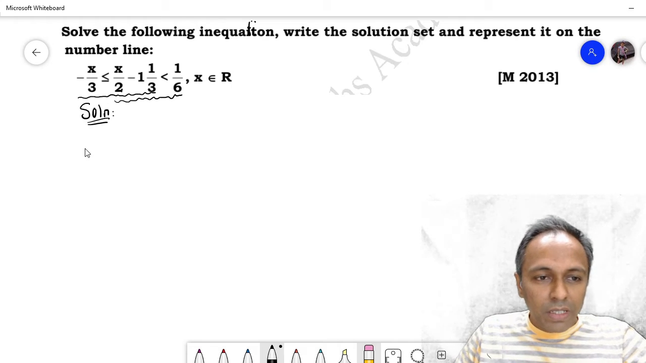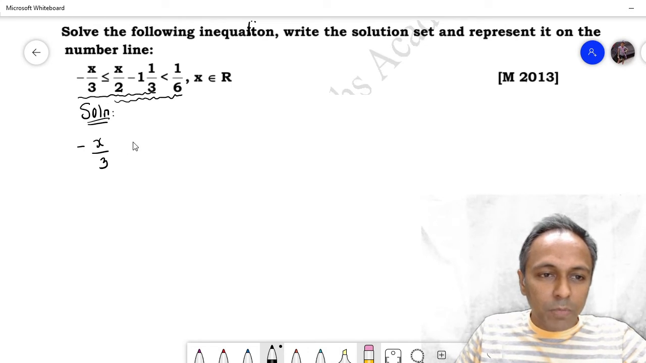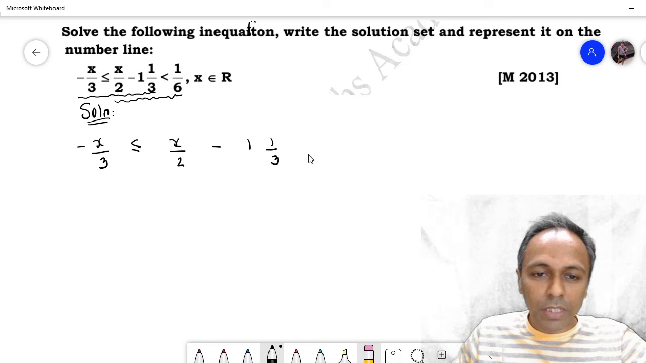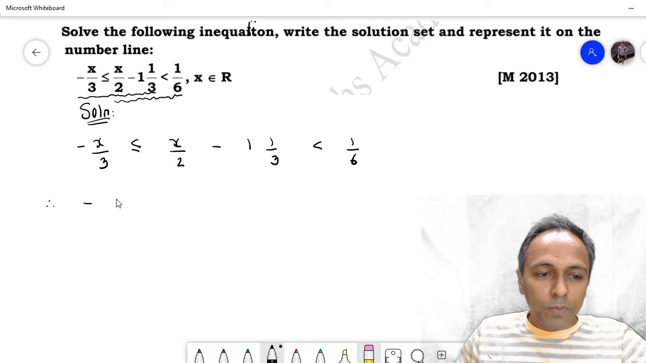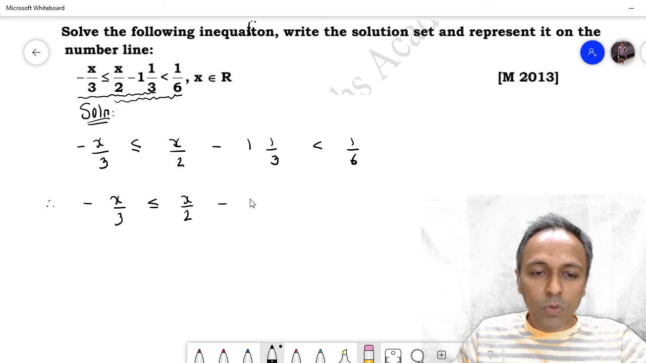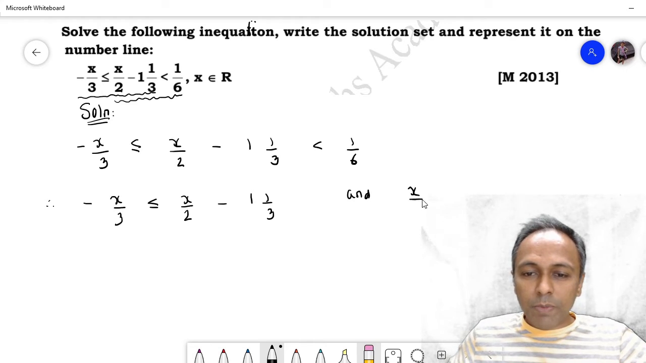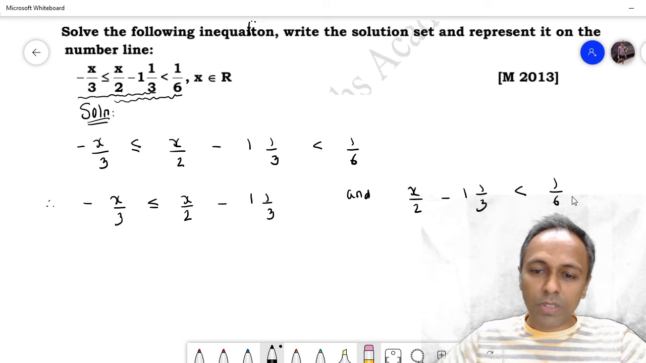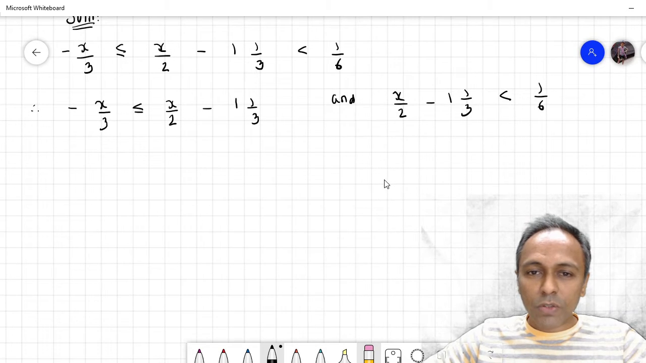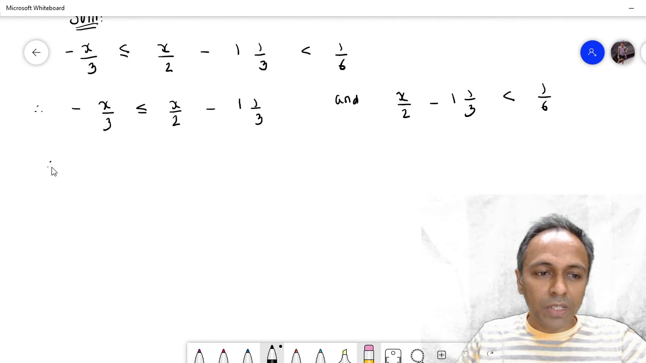Let's do that way. Let's write minus x upon 3 is less than or equal to x upon 2 minus 1 upon 3, which is less than 1 upon 6. Therefore, minus x upon 3 is less than or equal to x upon 2 minus 1 upon 3, and x by 2 minus 1 upon 3 is less than 1 upon 6. So we have broken the question in two parts.